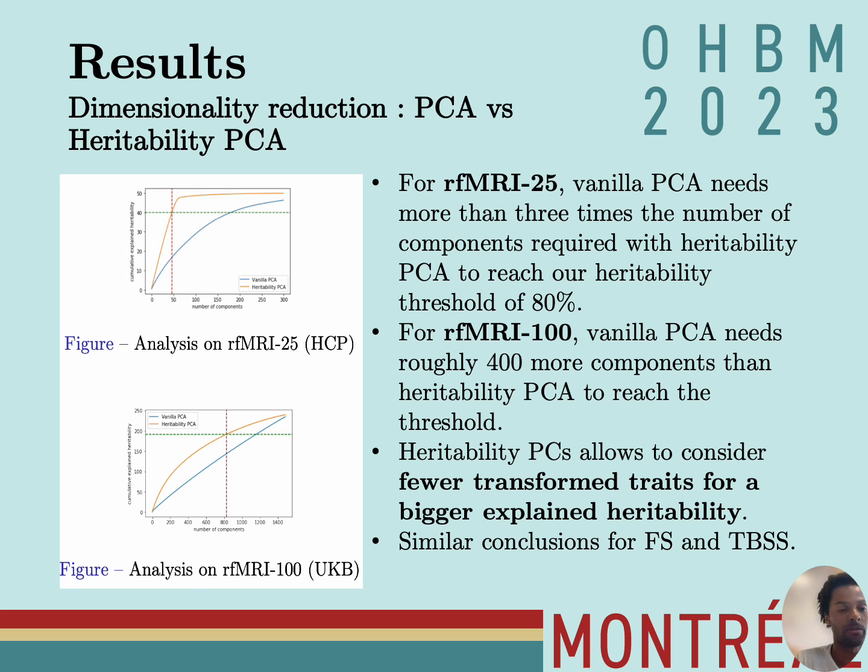Same if you look at RFMRI 100 from UK Biobank, the other figure, you see that if you want that 80% heritability threshold, which is the green line, you're going to need roughly 800 heritability PCs, that's the red line, to achieve the threshold, whereas you're going to need roughly 400 additional components if you use vanilla PCA to achieve the same threshold. So in the end, heritability principal components allow us to consider fewer transformed traits for a bigger explained heritability. And we would have a similar conclusion with FS and TBSS datasets.